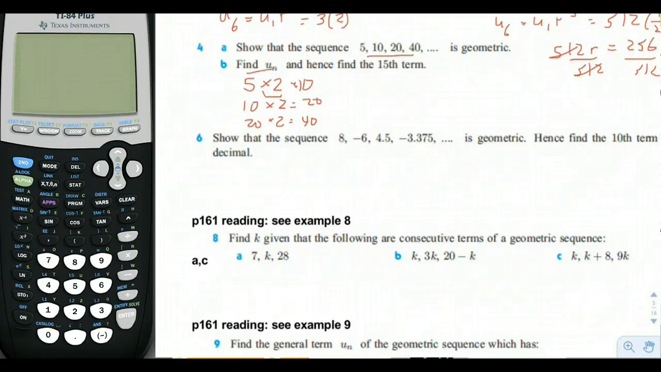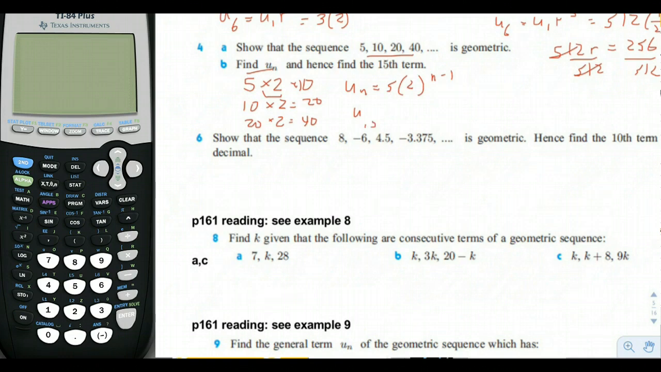Find U sub n, and hence find the 15th term. Okay, so U sub n is equal to, and when I say U sub n, that's U subscript n, the first term times R to the n minus 1. We just need to fill in the numbers here. So U1 is 5, and R we know is 2. Okay, so that's the general term.